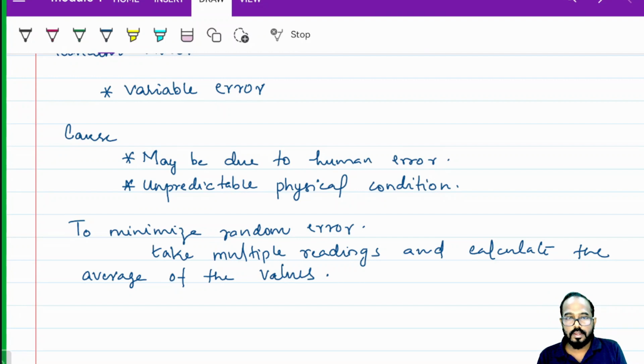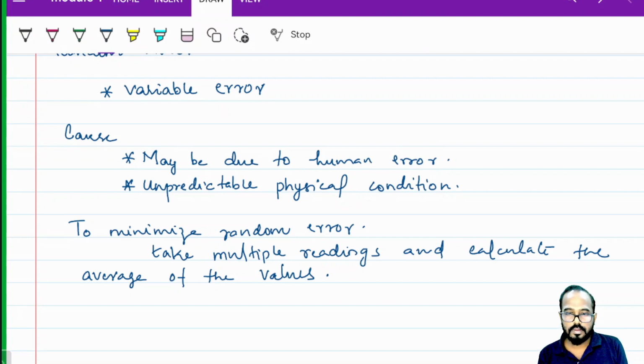Understood? So now you have learned what is systematic error, what is random error, the reason for that, and how you can rectify or minimize that error. Okay, correct? Systematic error is a constant error. It is in one direction, either plus or minus, and is mainly due to the faulty instrument. Then random error is a variable error. It can go in both directions, either plus or minus, right? It is mainly due to human error, and you can minimize this by taking multiple readings and the average or mean of it.